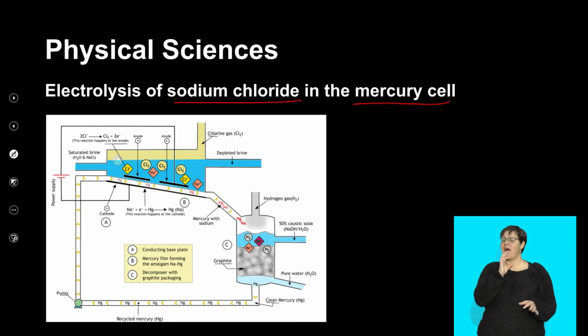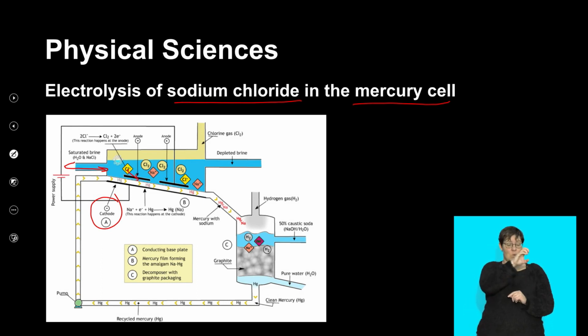So mercury, because it's a metal, can be connected to electricity. And so we have, in this place, the mercury being connected to a negative part of the battery. And over here, we have some metal rods placed into a tank which has got brine in it, the sodium chloride and the water dissolved. The sodium chloride comes in here. The chloride ion gets attracted to the positive anode.